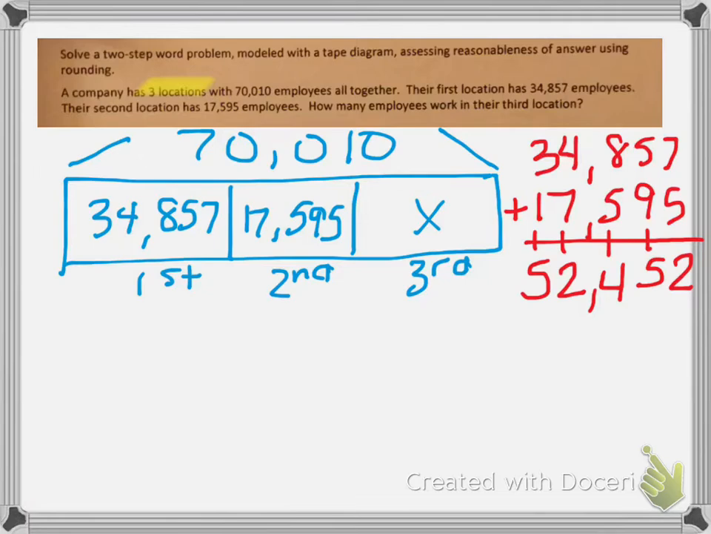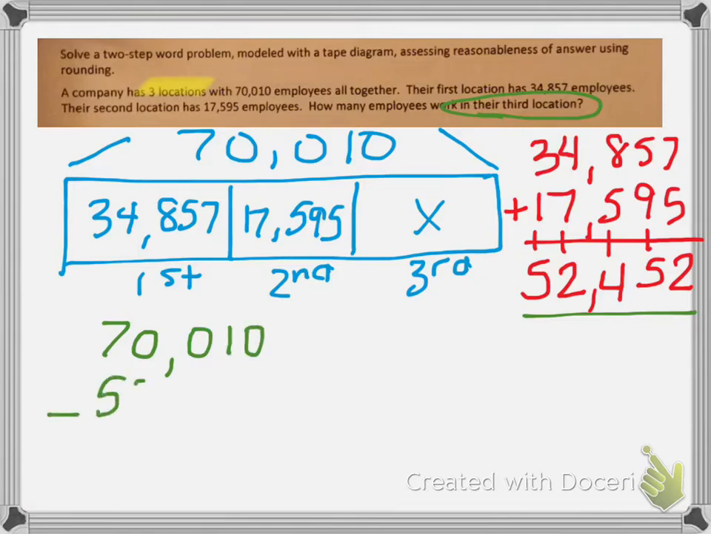I'm going to change my color pen to green because now we need to subtract this number from the total number of employees to find out how many were at their third location. So I'm going to come over here. 70,010 employees minus 52,452 employees. Remember when we're subtracting, the bigger number always has to be on the top. Let's take a look at our ones. The number on the top is less than the number on the bottom, so we are not able to subtract that.